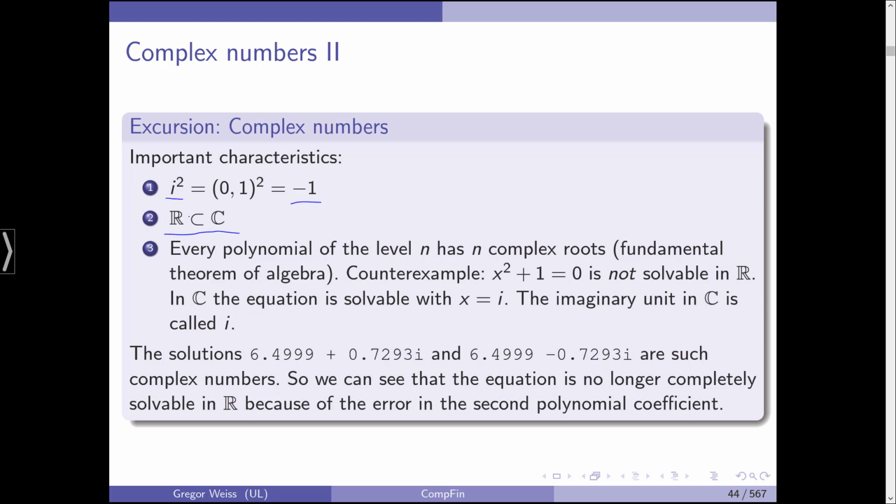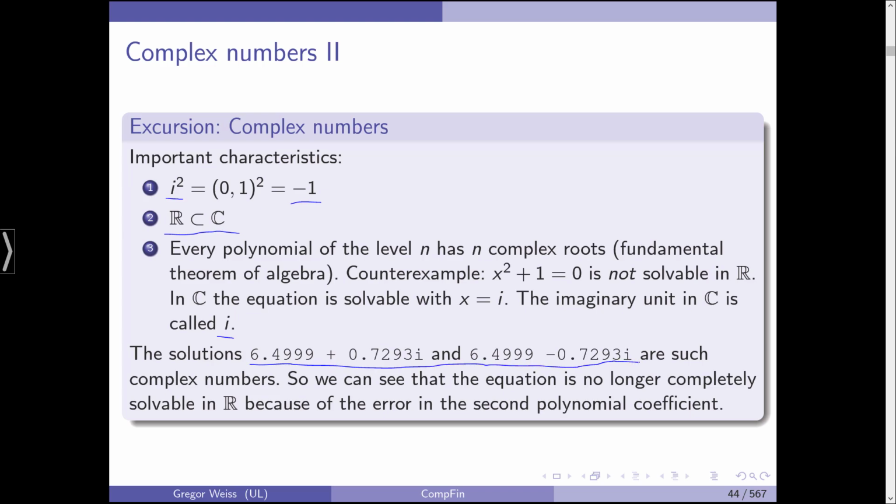And the fundamental theorem of algebra tells us that every polynomial of degree n has n complex roots. Now in the real numbers, this isn't true. For example, x squared plus 1 equals 0 is not solvable in the real numbers, but in the complex numbers, we get as a solution i. So the imaginary unit, this is what we call i. And these two solutions here we got from roots. Those are two complex numbers.